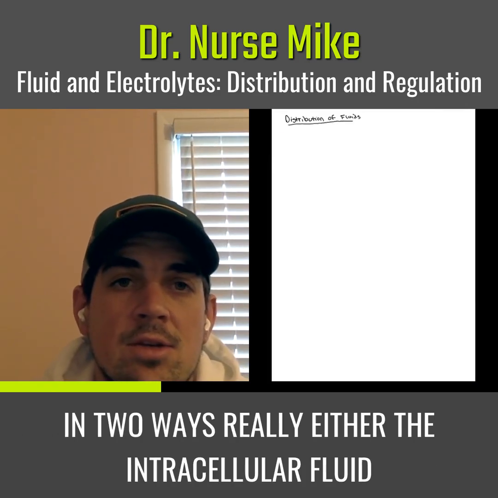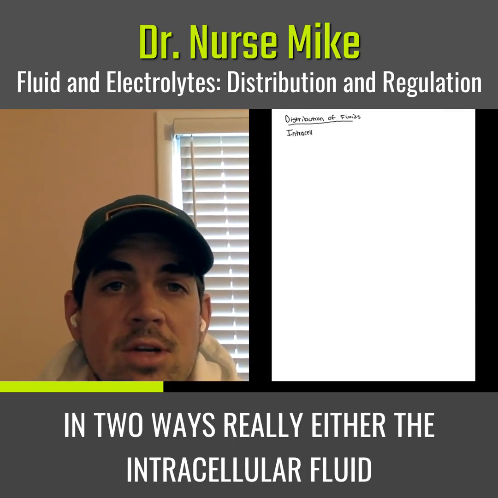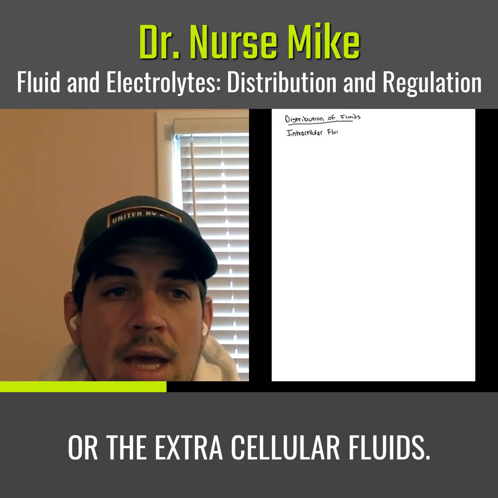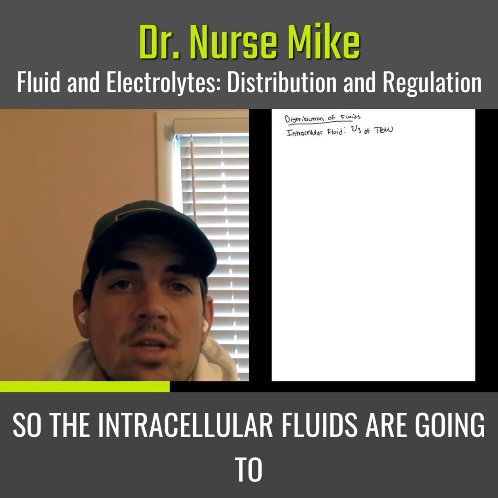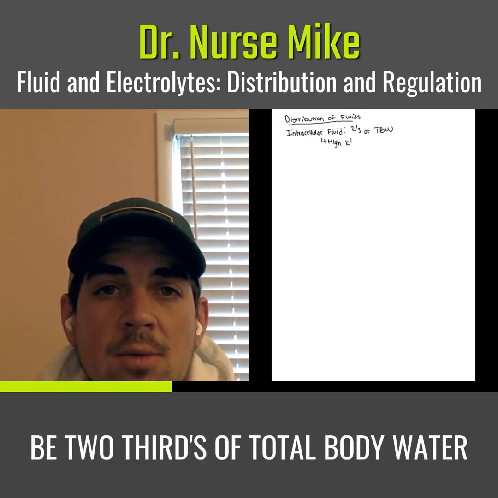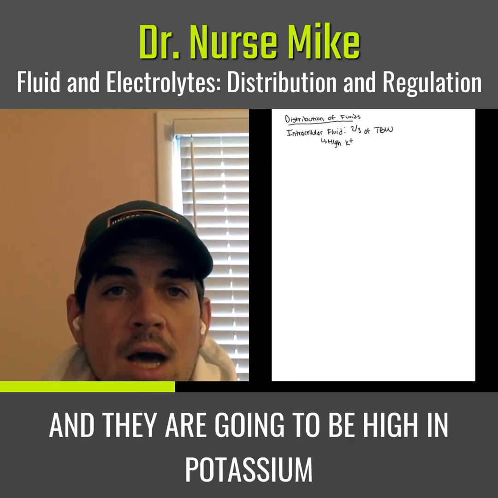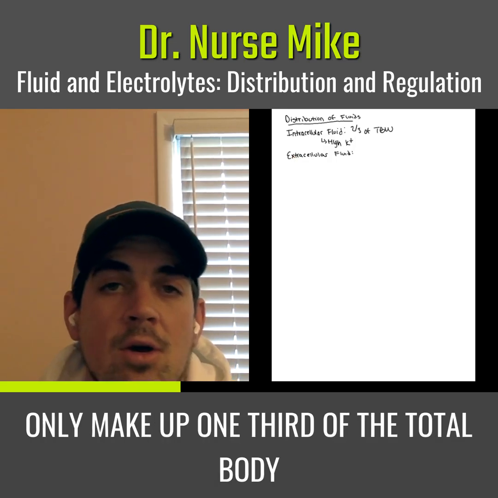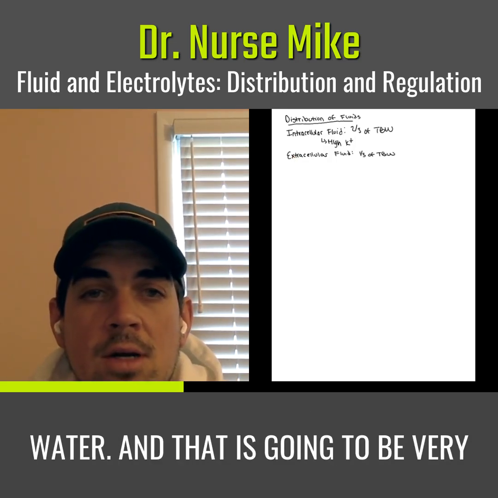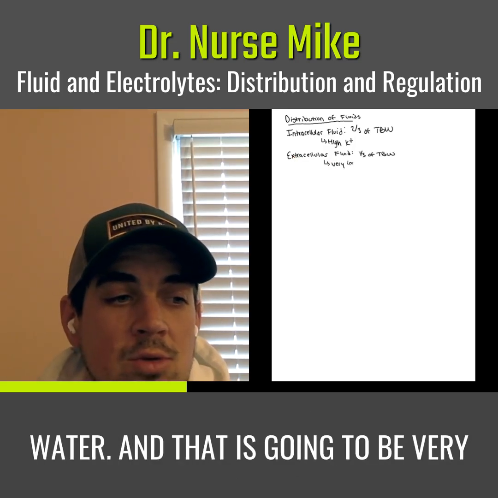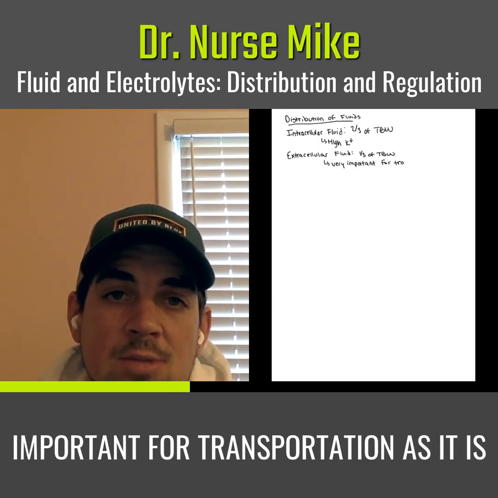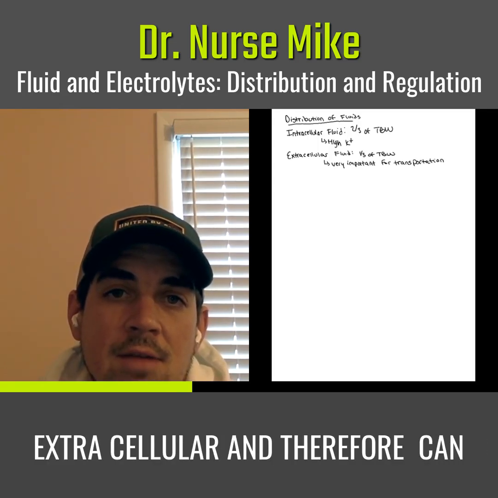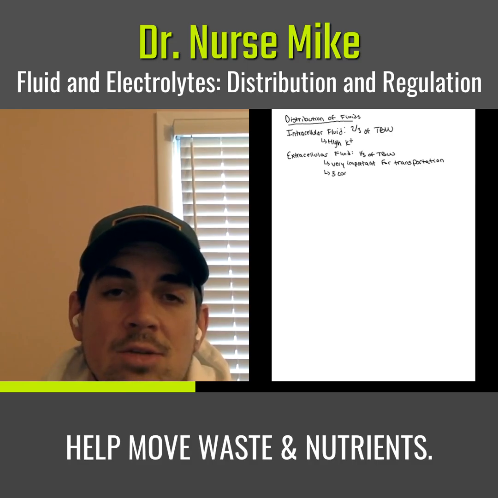That comes in two ways, really, either the intracellular fluids or the extracellular fluids. So the intracellular fluids are going to be 2/3 of total body water, and they are going to be high in potassium content. Meanwhile, the extracellular fluids only make up 1/3 of the total body water, and that is going to be very important for transportation as it's extracellular and therefore can help move waste and nutrients.